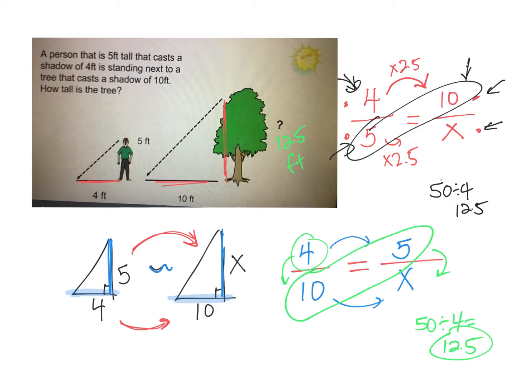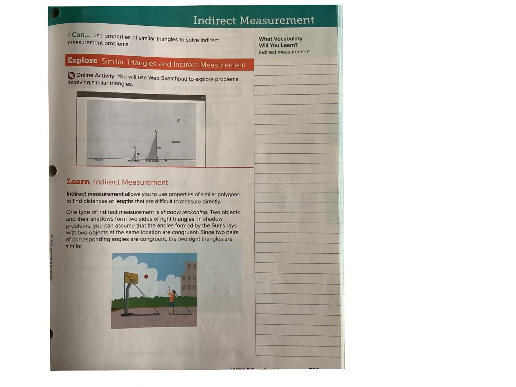So just make sure you keep things lined up, or like I did to start with, like we've been doing the past few lessons, I took the corresponding sides. 4 corresponds to 10, and then 5 corresponds to x. So as long as you do it one of those ways, you should come up with the right answer.